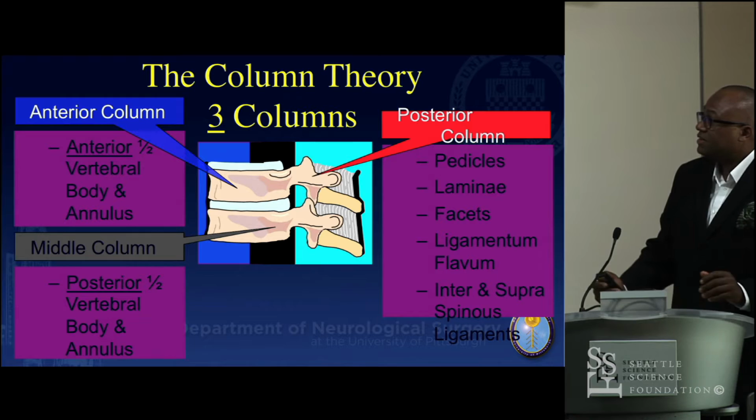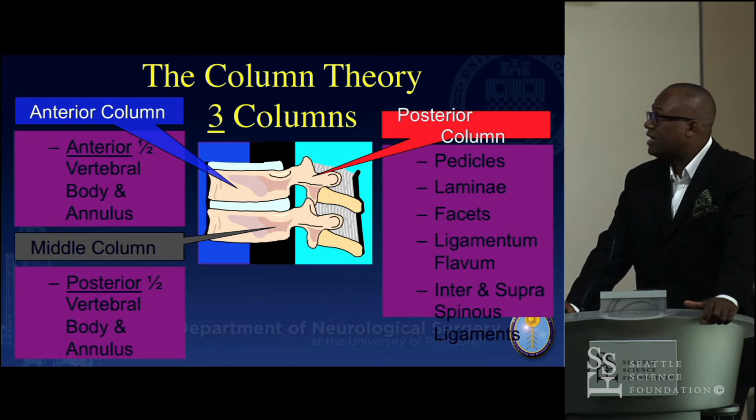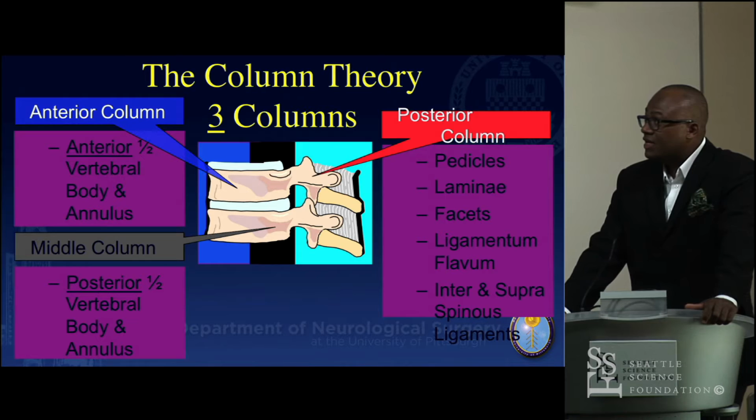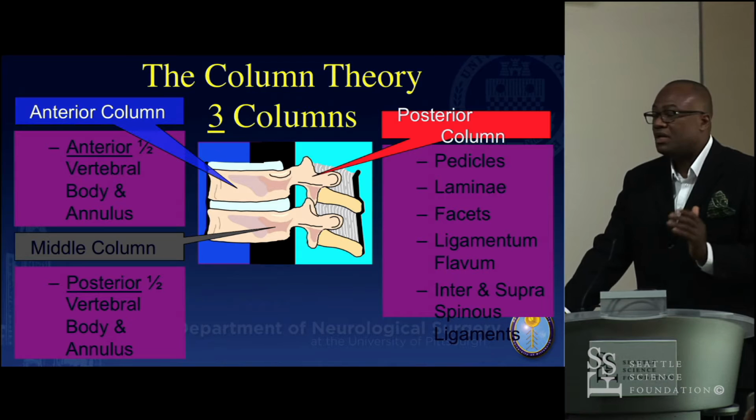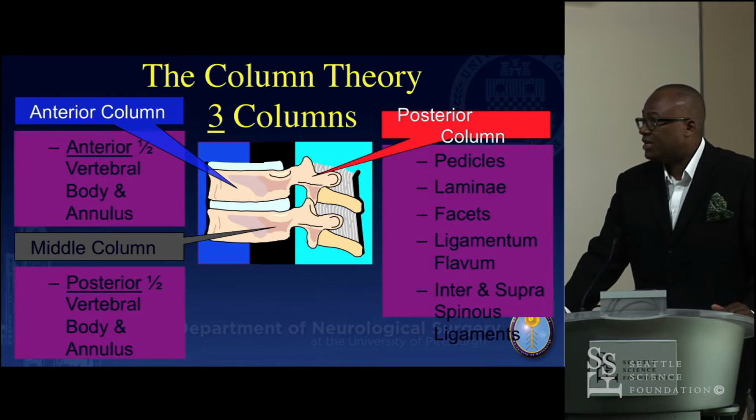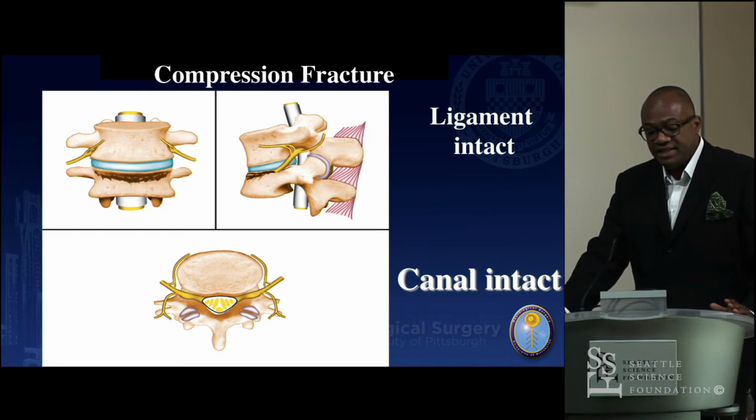descriptive pattern of injury for the thoracolumbar spine, and everybody is aware that we talk about the anterior column made out of the anterior half of the vertebral body with the annulus, as well as the middle column being the posterior half of the vertebral body and the annulus, and then the third column, which is the posterior column, involving the pedicles, the lamina, facets, ligamentum flavum, and also the interspinous process and ligaments. And in defining that, this is more of the verbal description that you can give over the phone.